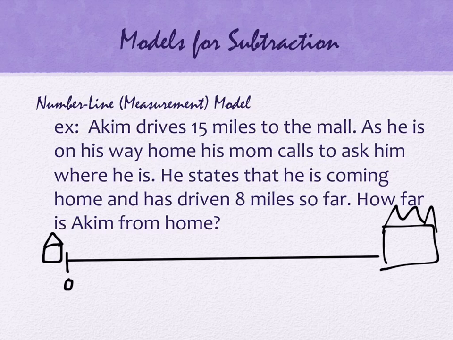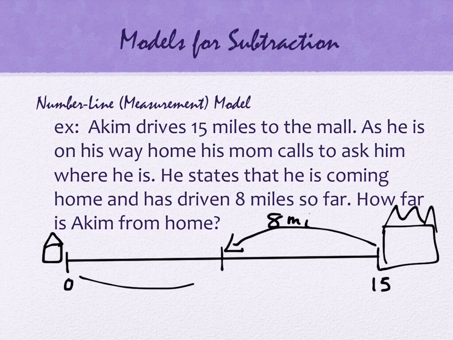All right, so we start at 0. And we know that he's 15 miles when he's actually at the mall, right? And he tells his mom he has driven 8 miles so far. So wherever he is, he's 8 miles back this way, correct? So the question is, how far does that put him, either like that or like this, to get home? Right? And the reason it's a number line model is because it's miles. I mean, that's really it. It's a number line model because it's miles. So, what would the answer be? He would be 7 miles from home.